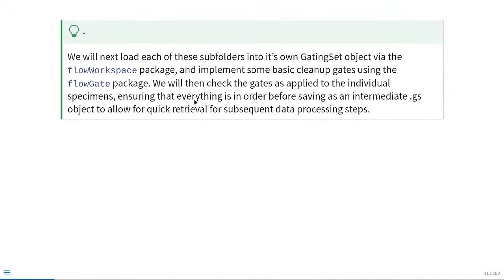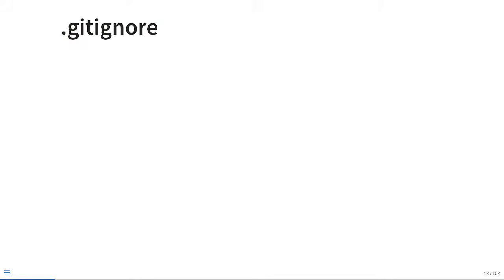So, now that we have all these individual FCS files retrieved from import within their own subfolders, we need to go ahead and load them into a gating set object for use with the flowWorkspace package, as well as implement some basic cleanup gates using the openCyto FlowGate package. We will then check to make sure the gates are applied correctly across the board for the individual specimens, ensuring that everything is in order before we save these out as intermediate .gs objects, so that we're able to quickly retrieve them if we need them in the future.